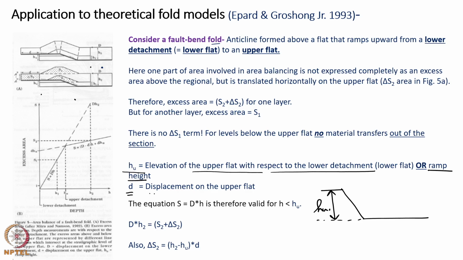Small d is the displacement on the upper flat. For layer 2, this much is the displacement, so this is small d, this is the displacement on the upper flat. So for layer 1, we can say that S is equal to dH. This is our layer 1, and after deformation it has gone like this. There the formula S equal to dH will work.